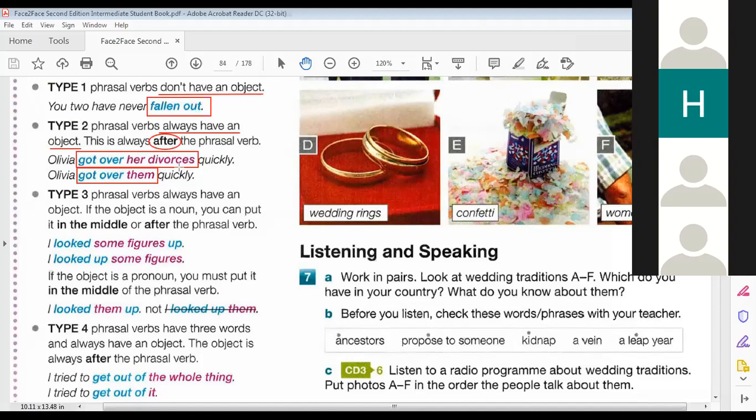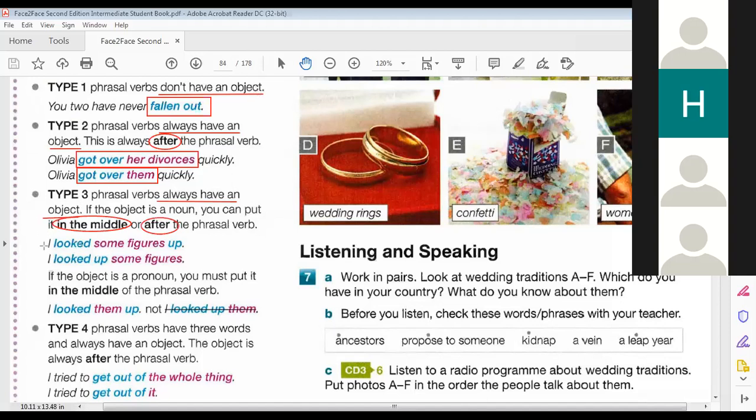The same thing here, it's the same idea. These phrasal verbs always have an object, like number 2, it's the same type. But this time it says if the object is a noun, you can put it in the middle or after. So here it's optional. If it's a noun, you can put it in the middle, no problem. But if it's a pronoun, you can't. It's up to you. You can put it in the middle or you can put it after. And these are the examples. Take a look at the example.